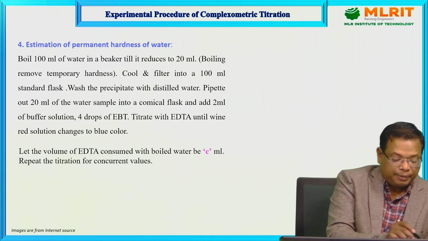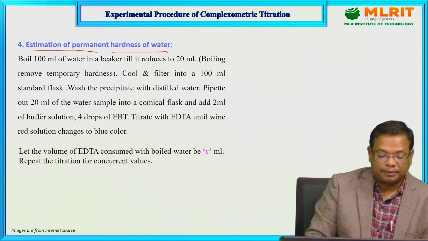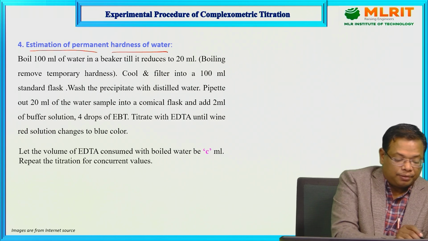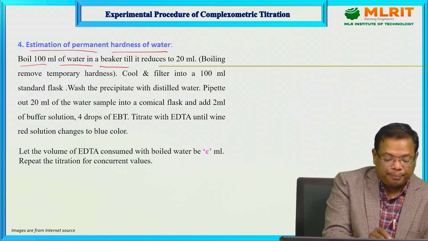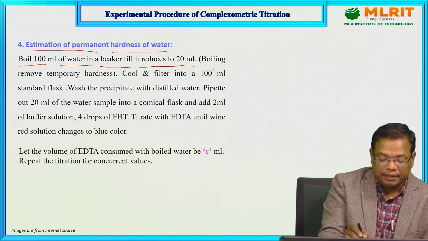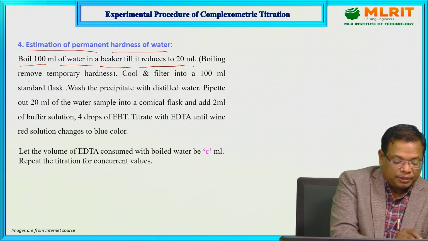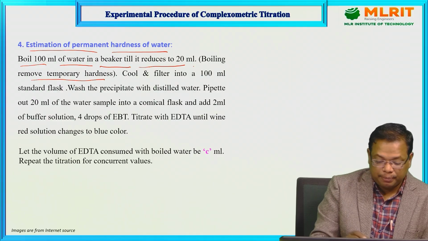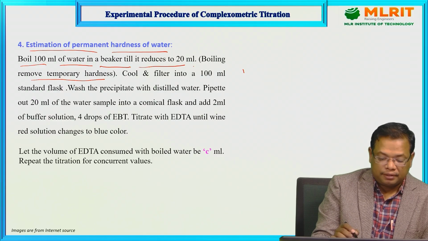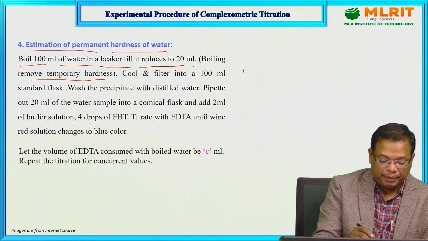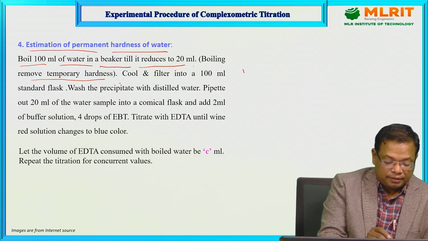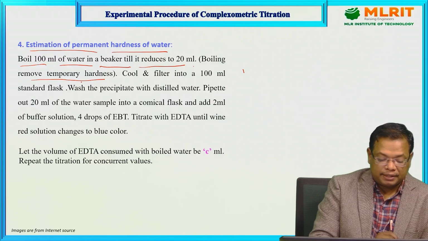Now, estimation of the permanent hardness of the water. Boil 100 mL of water in a beaker until it reduces to 20 mL. Boiling removes the temporary hardness. It implies that bicarbonates will be removed from the given water by boiling. That is the removal of the temporary hardness.